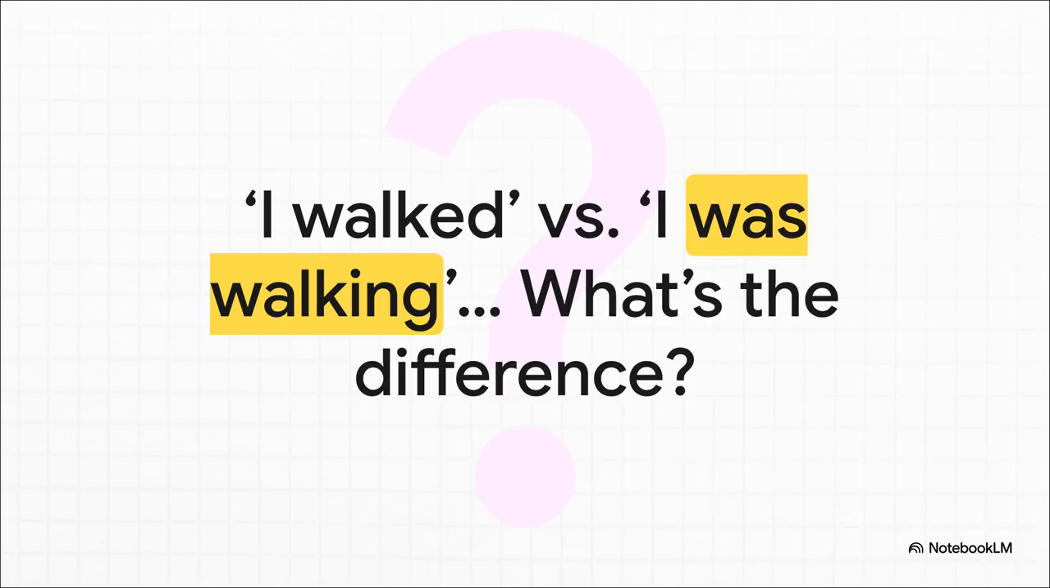You've got "I walked" and "I was walking." I mean, they look almost the same, right? But that little "was" and "-ing" at the end, it changes everything. So what's the deal? Stick with me and you'll know exactly which one to use and why.